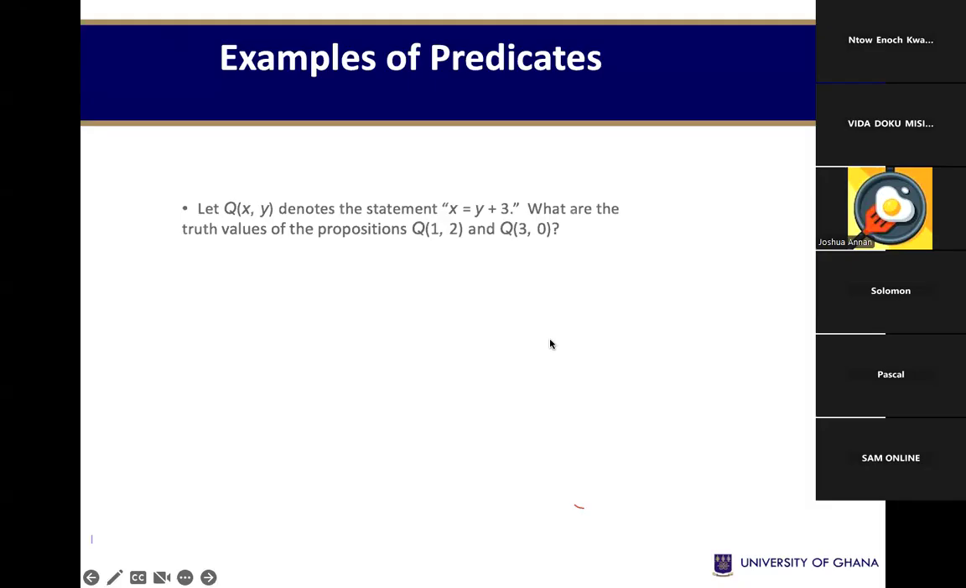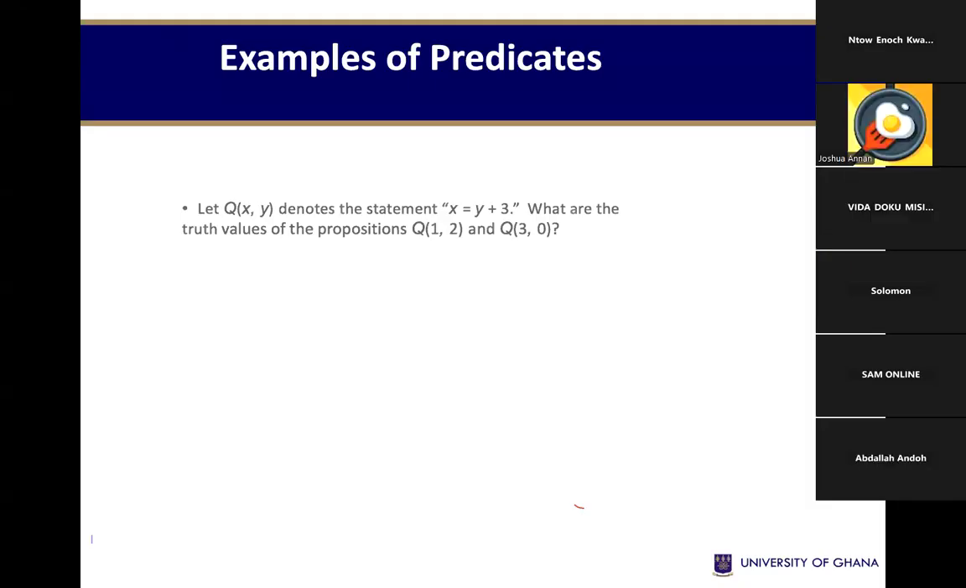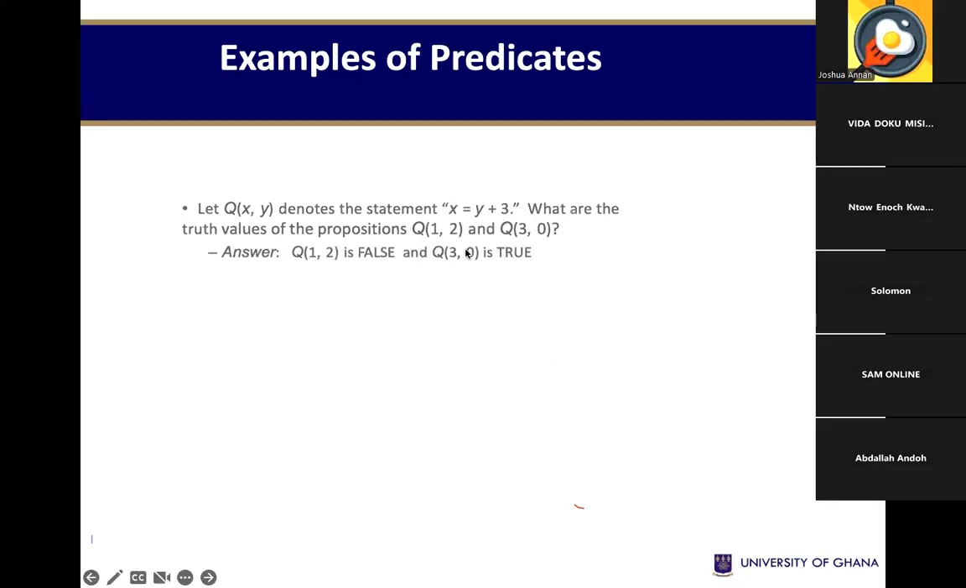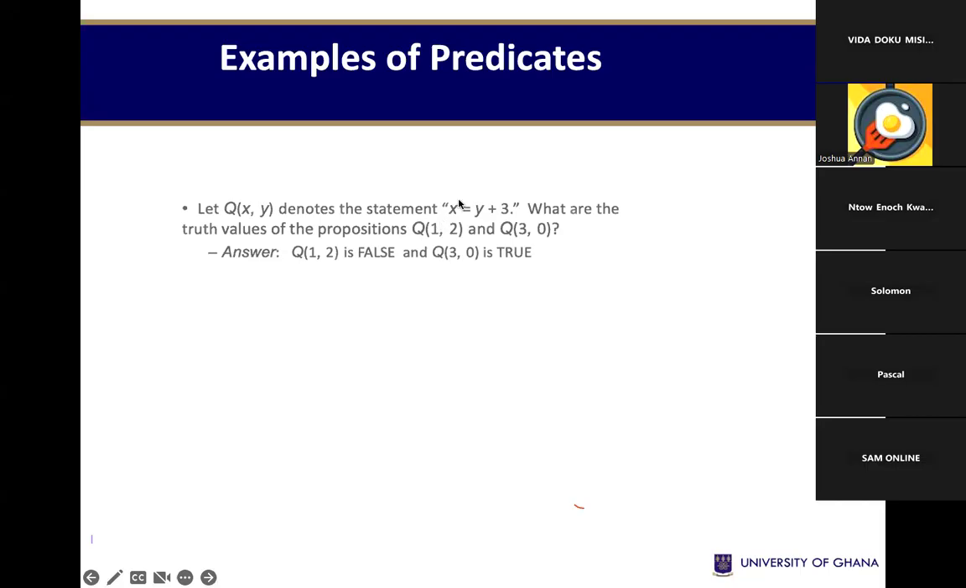Okay, so K(1, 2) is a false statement. K(3, 0) is a true statement. Awesome, right. And for those of you that understand it: in K(x, y), K(1, 2) means that x is 1, y is 2. So that gives me 1 equal to 2 plus 3. If you check, the left-hand side is 1, the right-hand side, 2 plus 3, gives us 5, and they're not the same. So that's why K(1, 2) is a false statement.